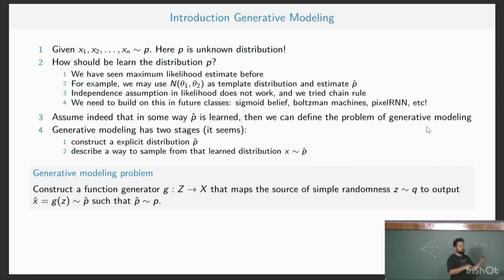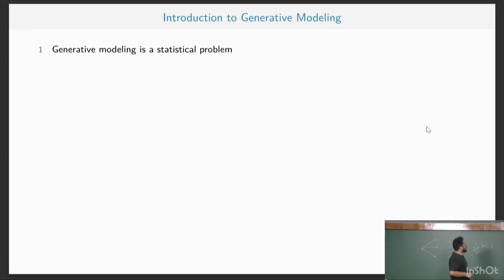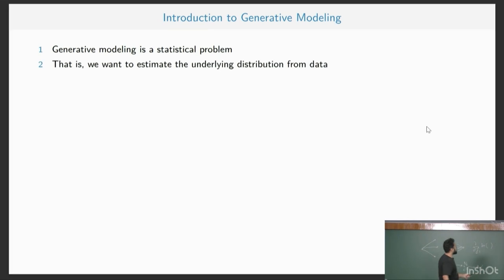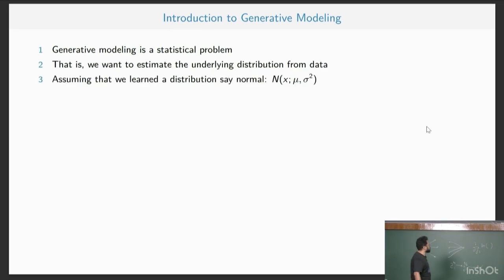So p hat I learned from the data, let's say. What I'm thinking of generative modeling is that I prefer to sample from some simple distribution z where I know how to sample, and somehow there is a map g that takes me to generating samples from the distribution on which I train, maybe the cat distribution or something like that. Overall, the generative modeling problem could be seen like that. It is a statistical problem we have already known, because we want to estimate the underlying distribution from the data.